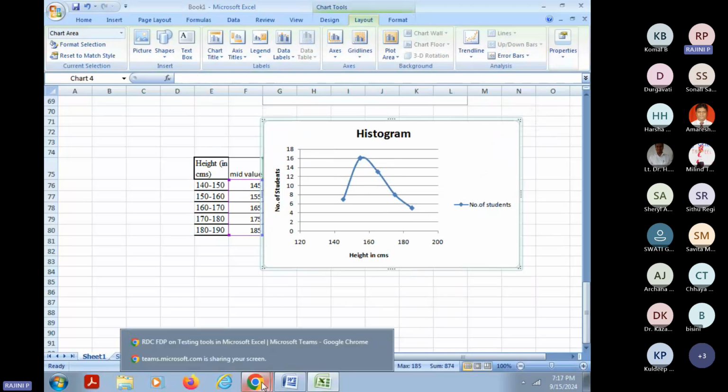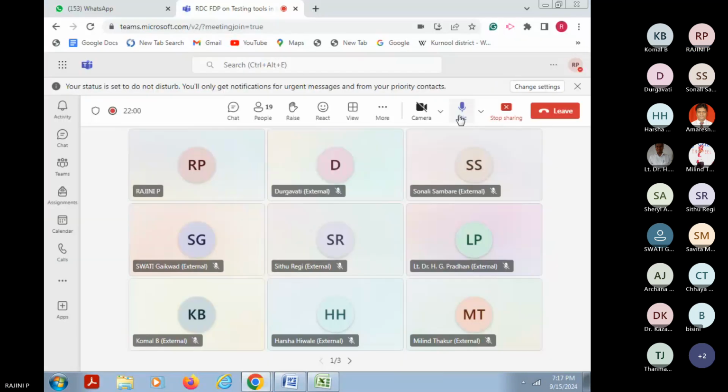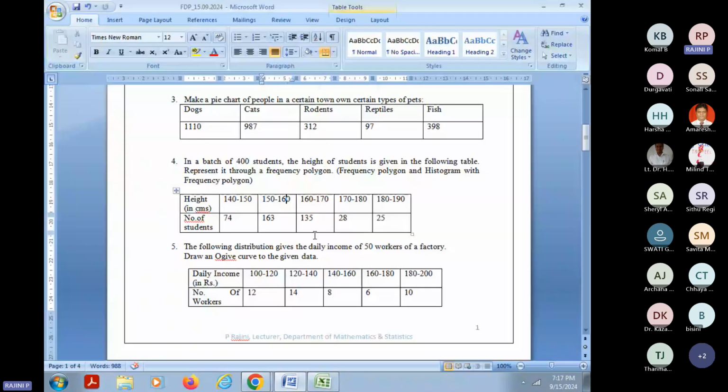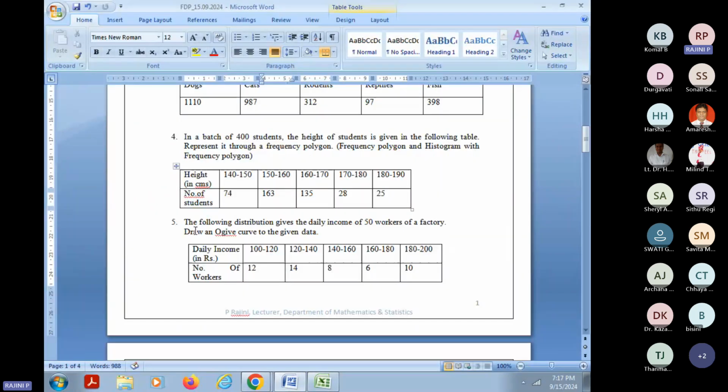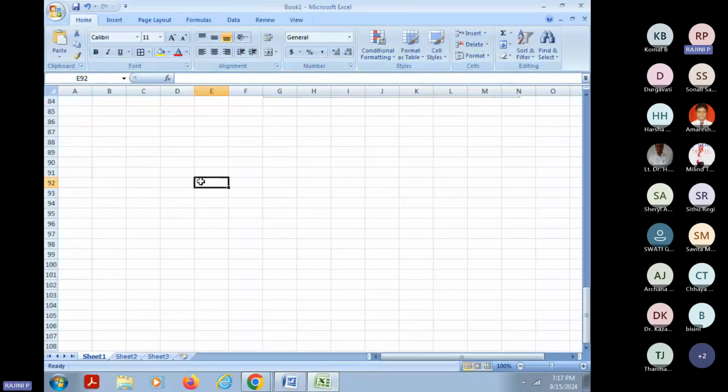Clear? Yes. Now after this, histogram we finished, and then we are moving to this ogive curve. What is the use of this ogive curve? Here you just see, select the data. I'll tell you. Let me finish this first.